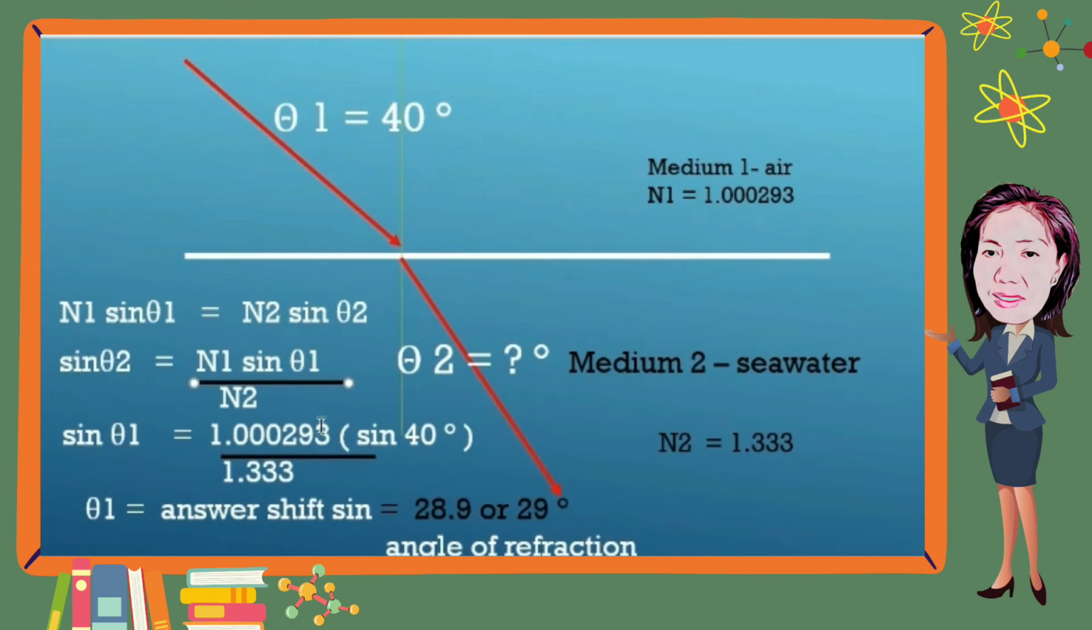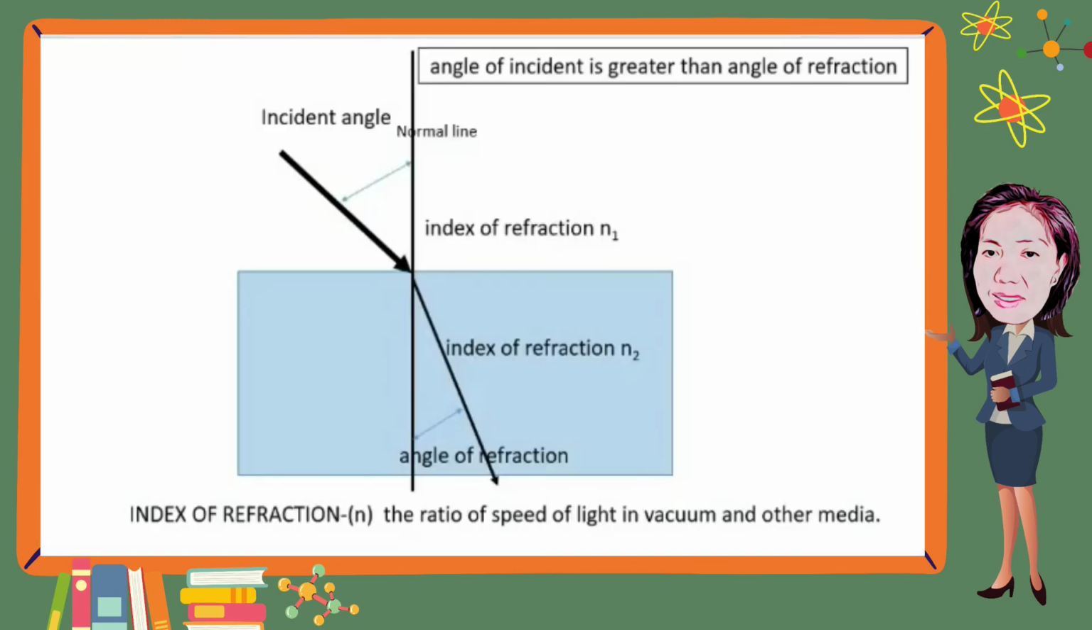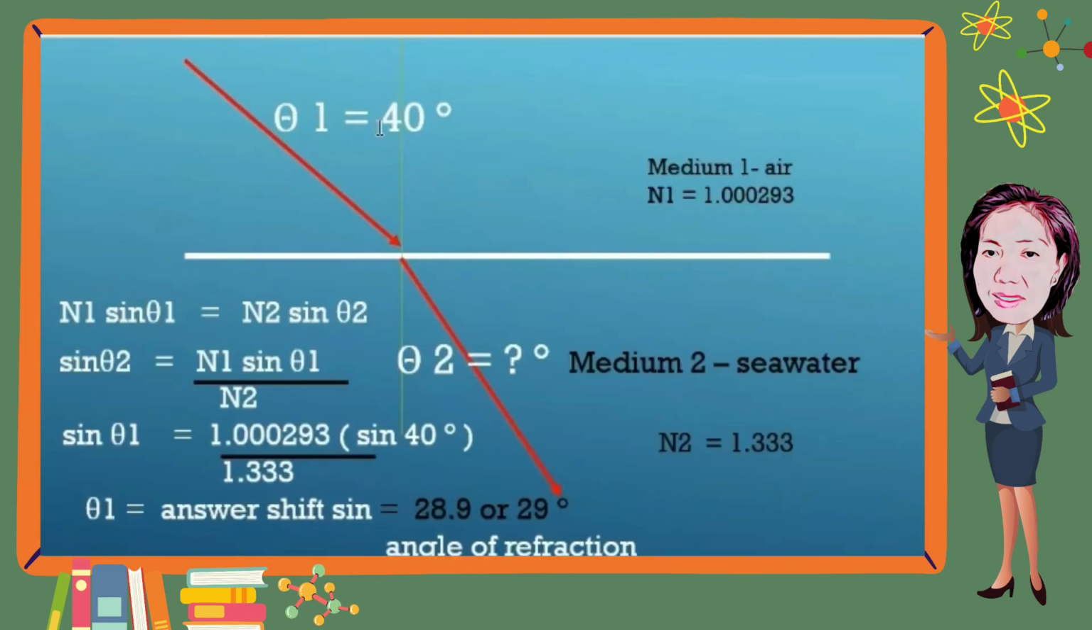So therefore, the angle of refraction is 29 degrees, which is lesser than the angle of incident. Okay? Yan yung sinasabi dito na the angle of incident is greater than the angle of refraction. So the angle of incident here is 40, while the angle of refraction is 29 degrees. Okay. So, i-change natin itong angle of incident into 23.